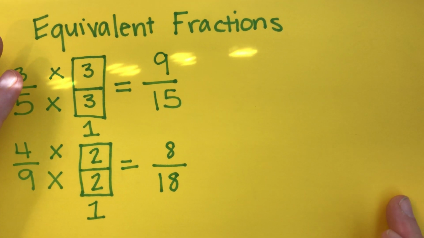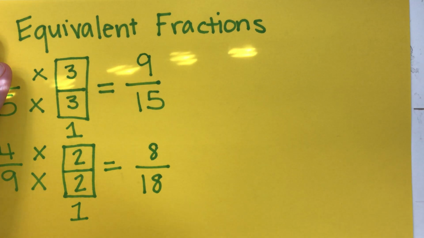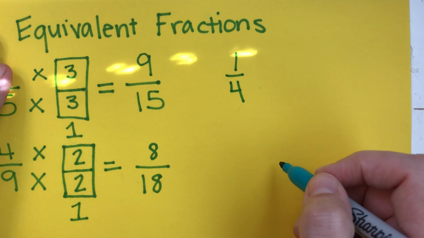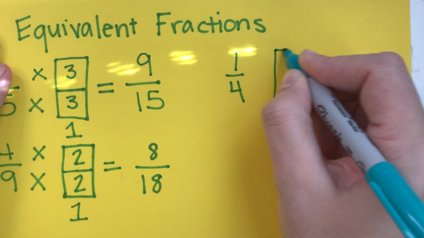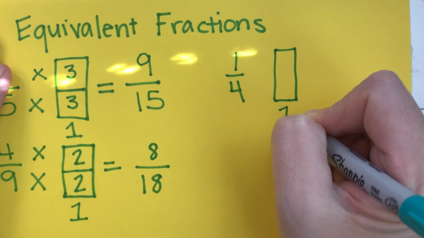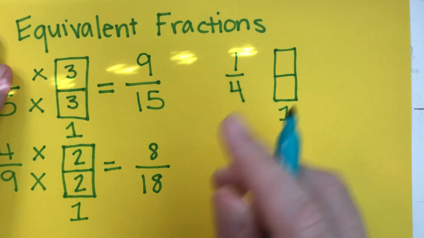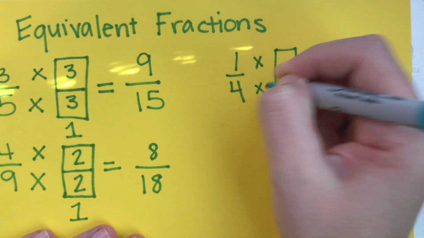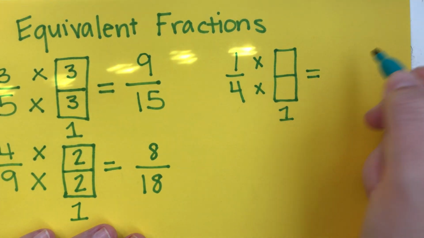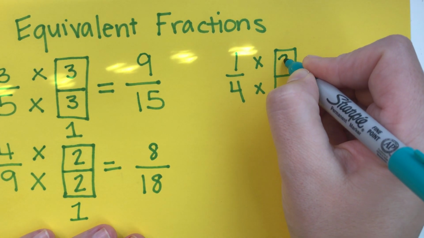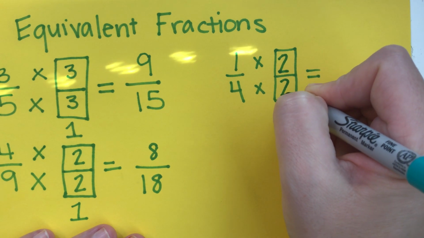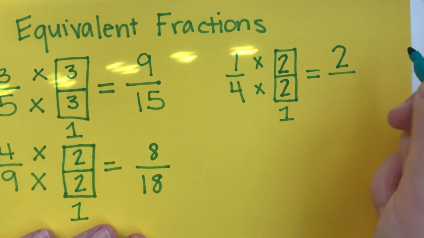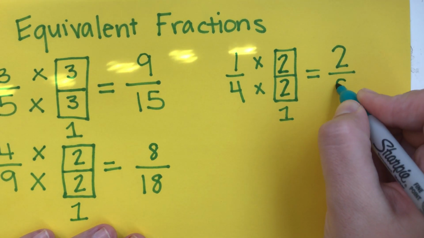So let's go ahead and try that now with some modeling. And this time we're going to use a smaller fraction. So I'm going to start with 1/4. I know I'm going to be multiplying by a one whole or a whole number equal to a fraction. And this time we are going to do, like we did before, multiplication. Let's keep it simple and let's multiply by 2. 1 times 2 equals 2, and 4 times 2 equals 8.